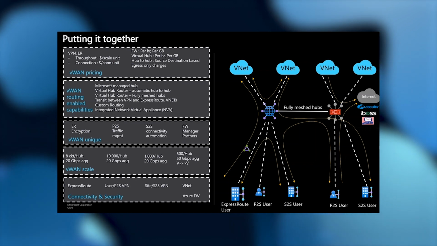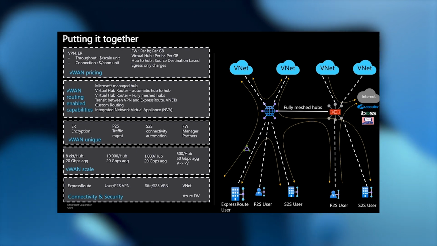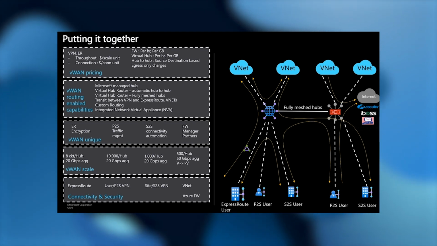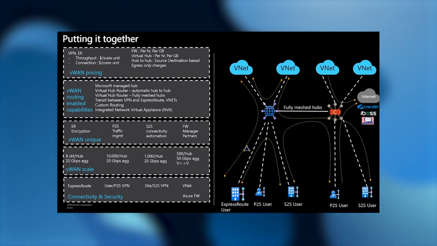The concepts are very simple. Each one of the site-to-site, ExpressRoute and point-to-site capabilities, they have gateways, and so you pay for the throughput. So 500 Mbps is one scale unit, so you pay for the scale unit. As you connect in users, you pay for the users or the branches. And then for the firewall and the virtual hub, there is a per hour and a per GB charge. So if there's no traffic flowing through it, there is no charge.